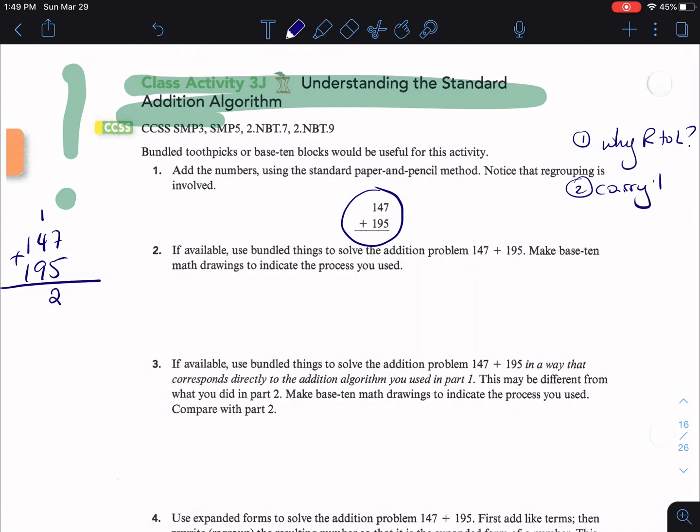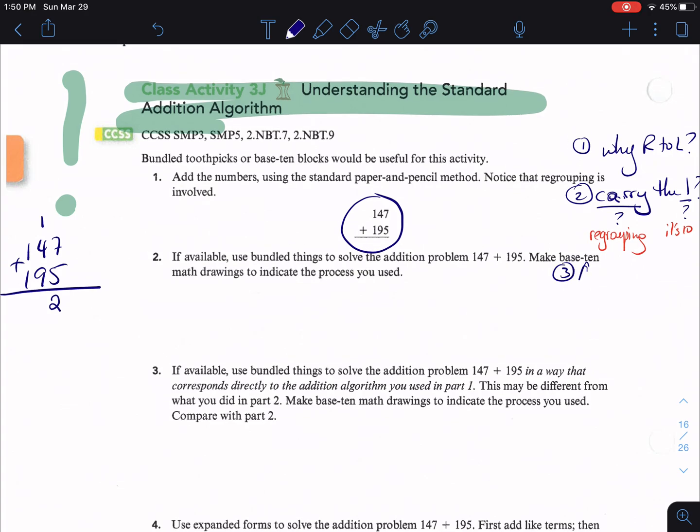Why do we carry the 1? Is it a 1? It's not a 1. It's actually a 10. It's a rod. And what is this carrying? We're not carrying, we're regrouping. So it's not a 1, it's a 10, and we're regrouping. Let's go on. Now we're going to add 4 and 9 and 1.